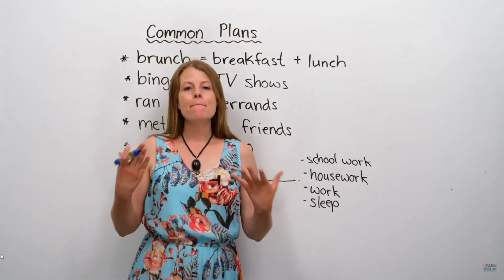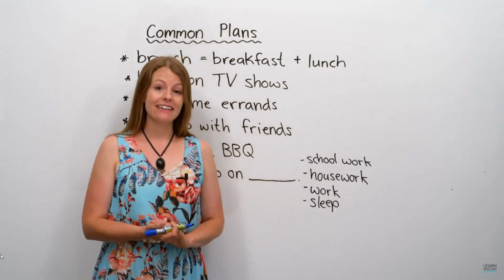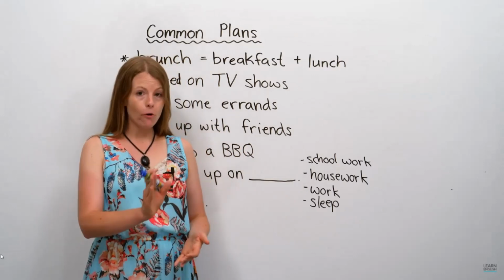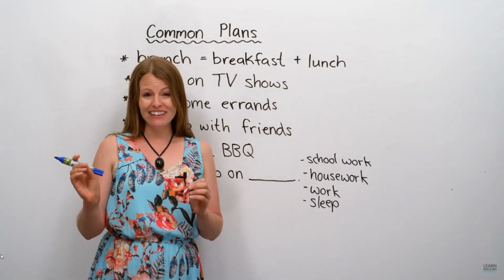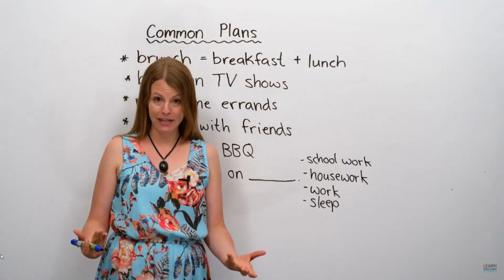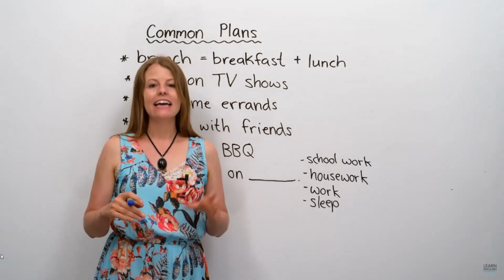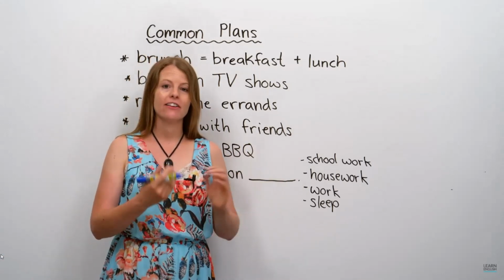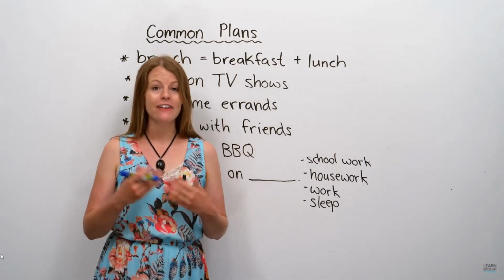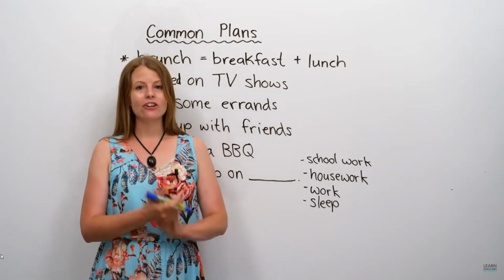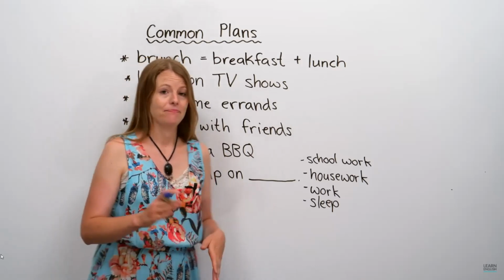Okay, so there are many things you can do on the weekend. I'm going to give some examples of some things I like to do during the weekend. Before I begin, I just wanted to say one thing. There is a difference between British English and American English when we're talking about the weekend. In British English, we can say "at the weekend." In North American English, we say "on the weekend." So both "at" or "on" are correct depending on where you live and where you're speaking English. So let's get started on common plans for the weekend.